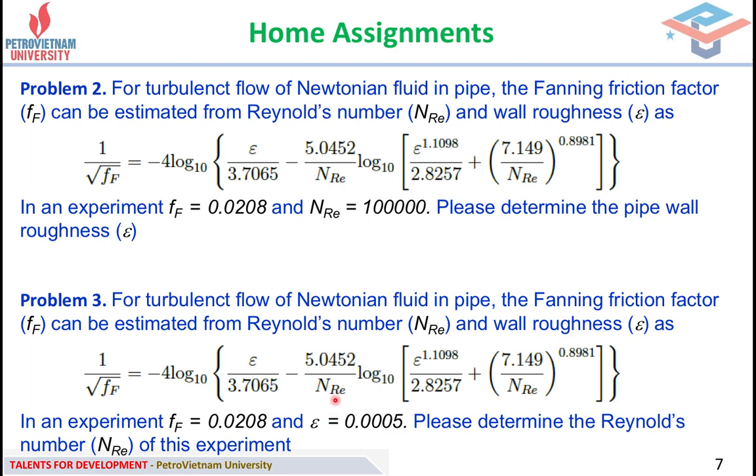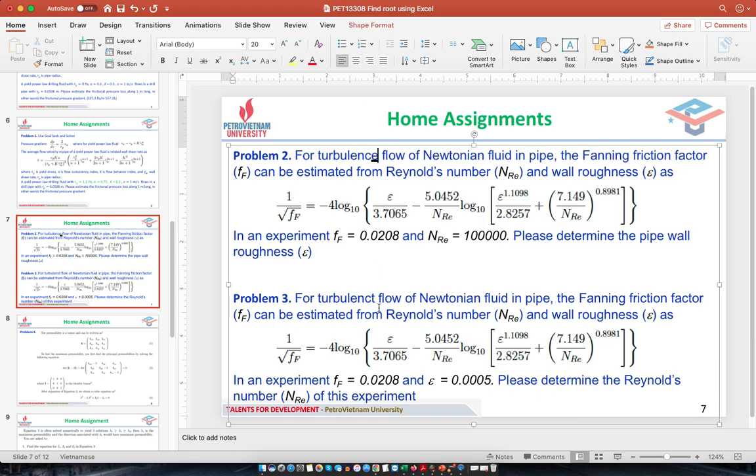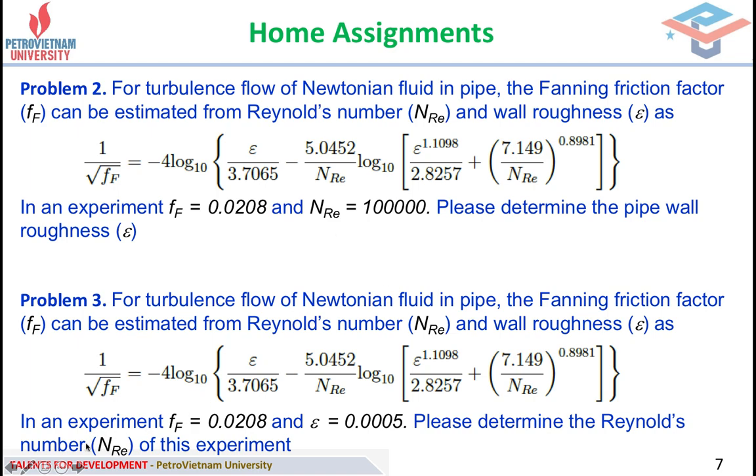In the second problem, I would ask you to... I made a mistake here. Just change this one to turbulence flow instead of laminar flow. In the second problem, you are asked to solve this equation to obtain the pipe wall roughness, which is the relative roughness, using Excel. It's quite an easy way to do that.